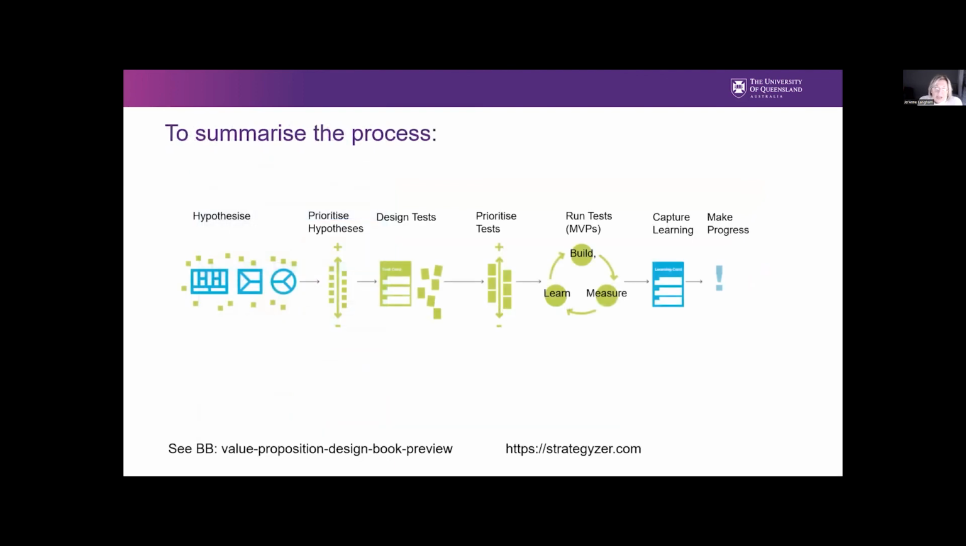So finally, the process. Here we have what we've just gone through. In summary, we hypothesize using the business model canvas. Then you prioritize those hypotheses and design tests around them. Then you run your tests with MVPs, capture the learning, and then decide which way you're going to go, whether you're going to pivot, whether you're going to continue in your existing direction, so persevere, or whether you're going to stop altogether.